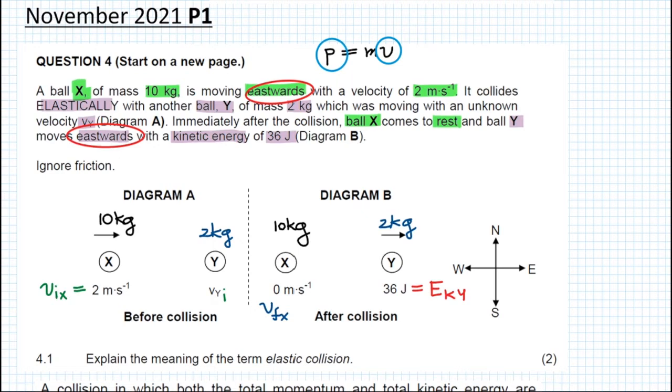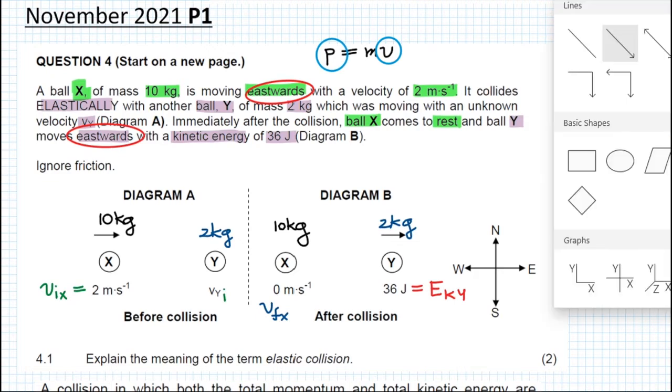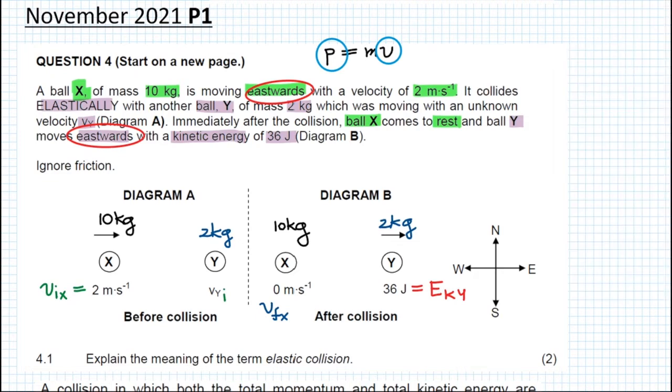On that note, we need to decide which direction we're going to choose as positive. I'm going to go ahead and choose east as the positive direction, and we're going to stick with that throughout the video, but you're more than welcome to choose west as positive instead.